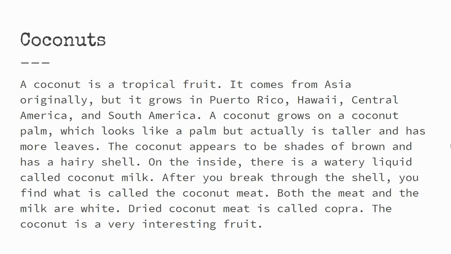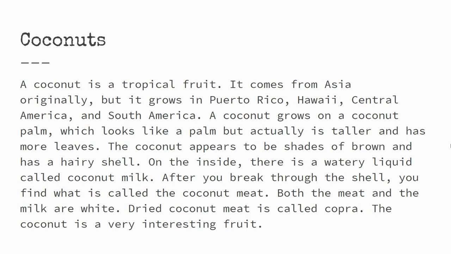So this little paragraph is called coconuts. A coconut is a tropical fruit. It comes from Asia originally, but it grows in Puerto Rico, Hawaii, Central America, and South America. A coconut grows on a coconut palm, which looks like a palm but actually is taller and has more leaves. The coconut appears to be shades of brown and has a hairy shell. On the inside, there is a watery liquid called coconut milk. After you break through the shell, you find what is called the coconut meat. Both the meat and the milk are white. Dried coconut meat is called copra. The coconut is a very interesting fruit.